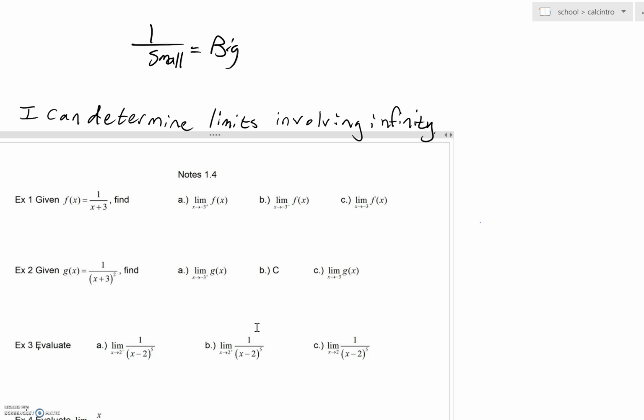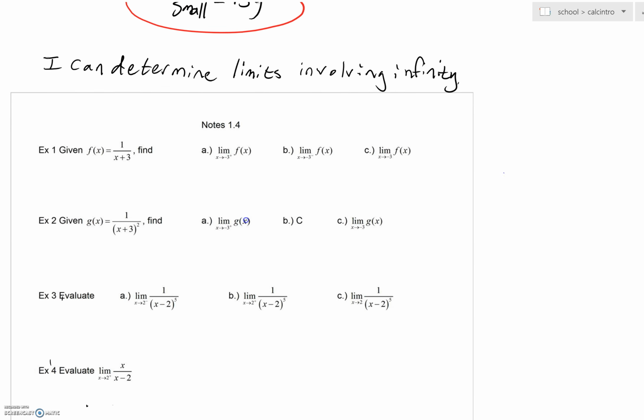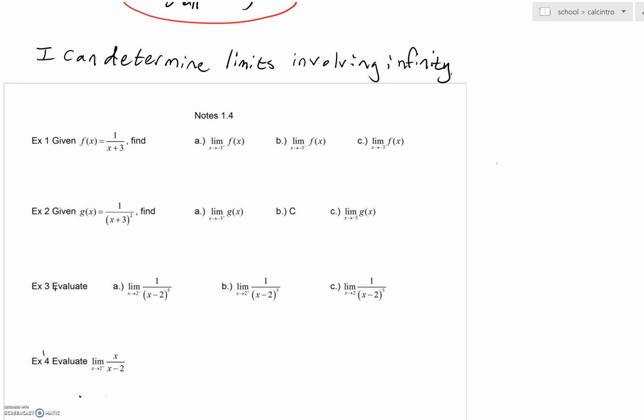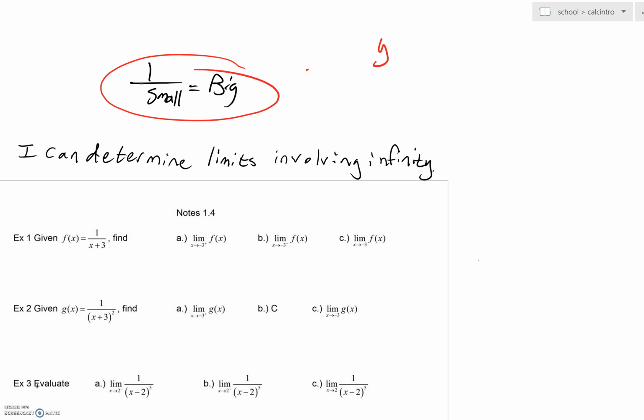Okay, AMA, we're getting into section 1.4, but just a little introduction to it. We're not dealing with the whole lesson right now. We remember that 1 over small is big, and our learning target is I can determine limits involving infinity. Now, one thing that I want to remind you of is that if you had 1 over x, that was the Kung Fu Fighter graph.